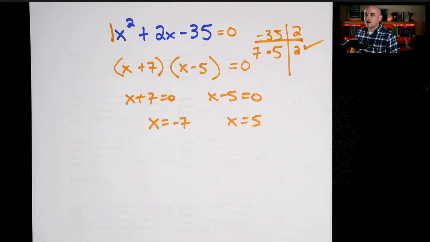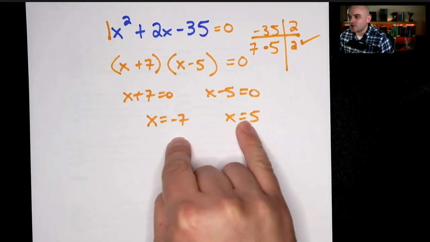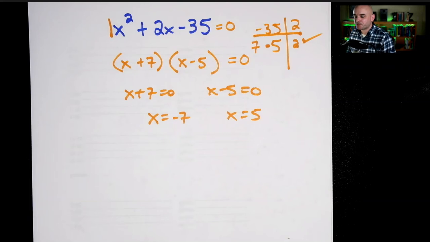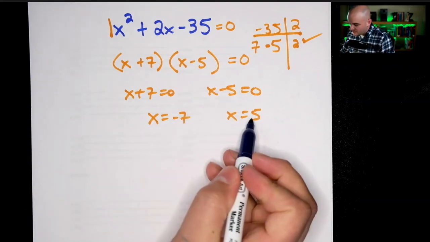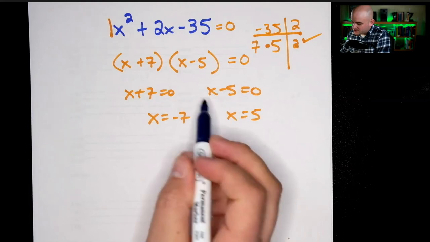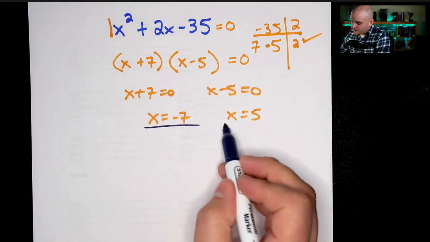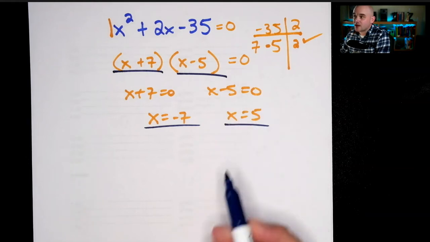Let's work the other way around. What if I told you the zeros and said, come up with that function? How would you do it? Well, you'd say, okay, I've got negative 7 and 5, which means the factors are those opposite values. So you should be able to jump from here and write this out right here.